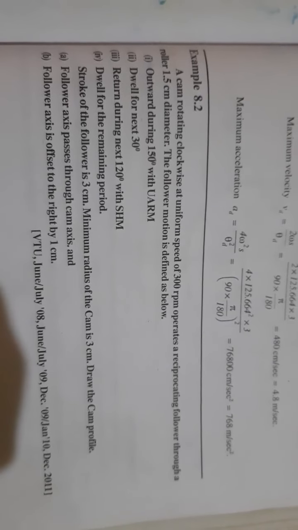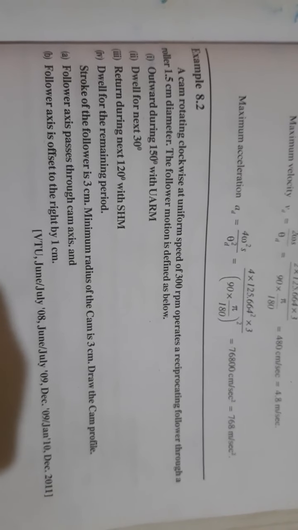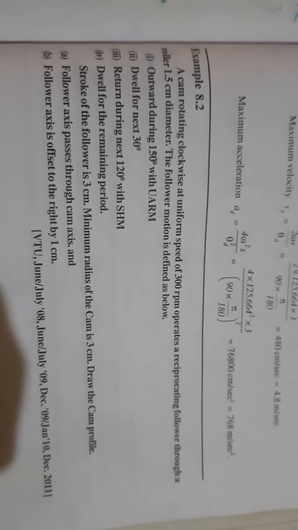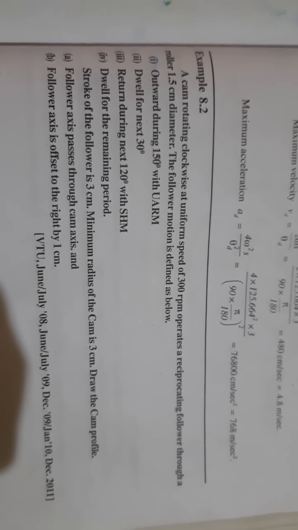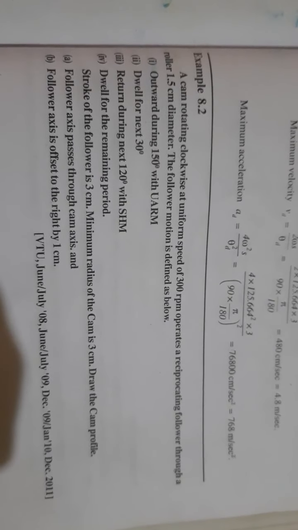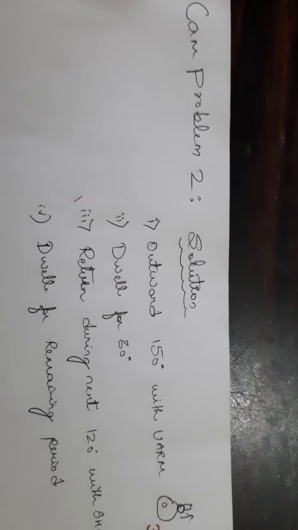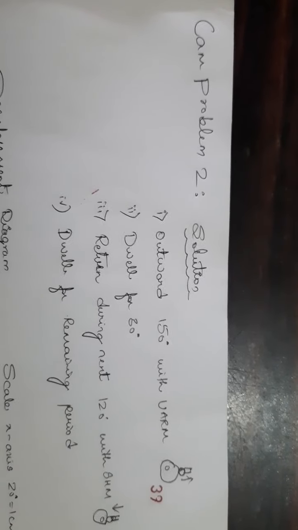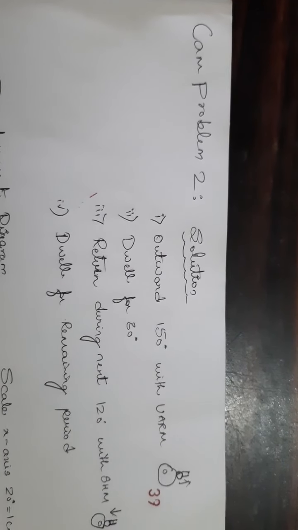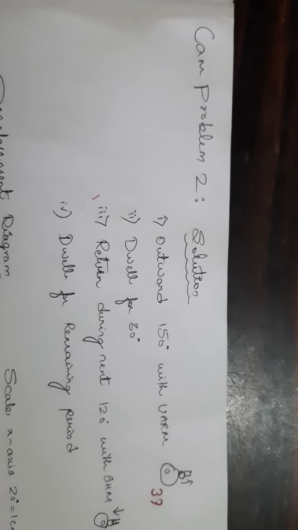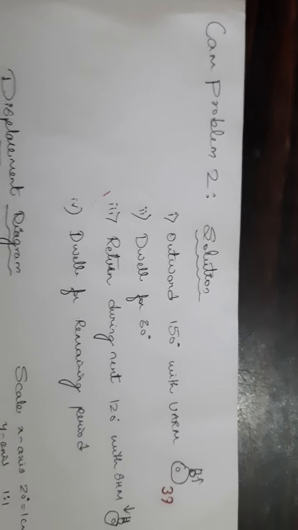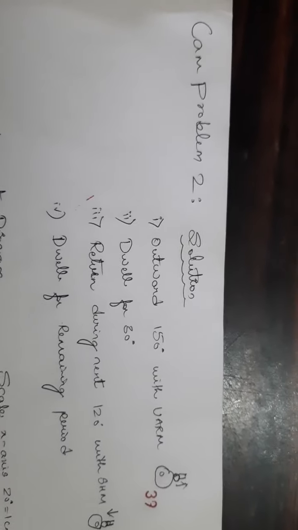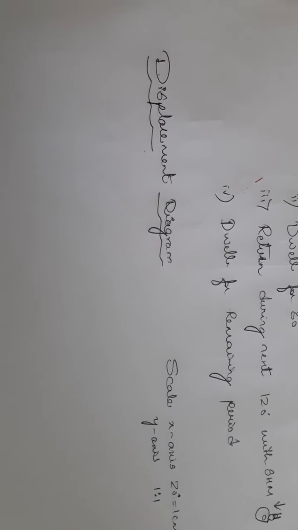This is also called a lift. The minimum radius of the cam is 3 centimeter. Draw the cam profile for the follower axis passing through the cam axis. The follower axis is offset to the right by 1 centimeter. So write down the given data. That's the solution. Outward 150 degrees with UARM, dwell for 30 degrees, return during next 120 degrees with SHM, next dwell for remaining period. Draw the displacement diagram.